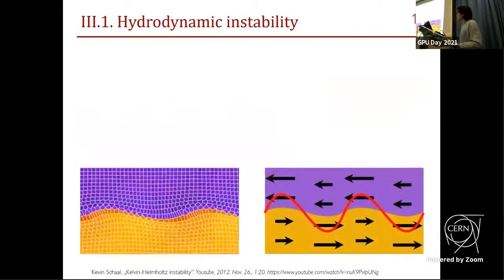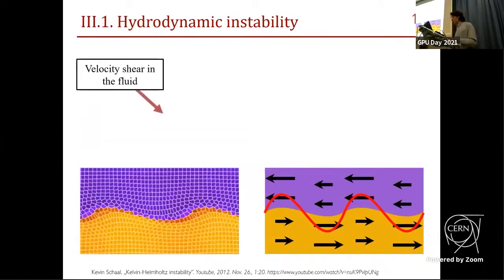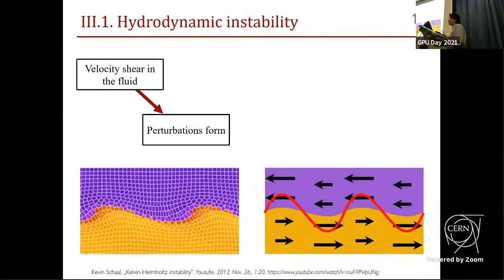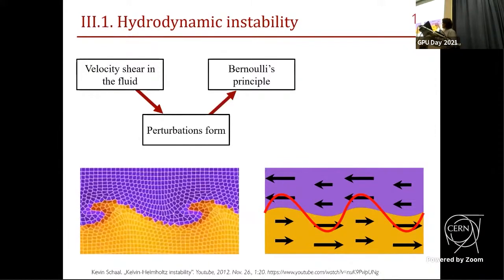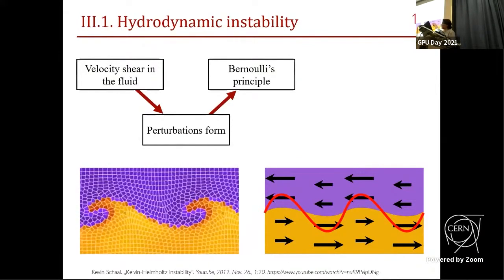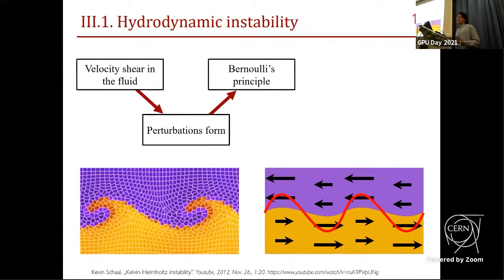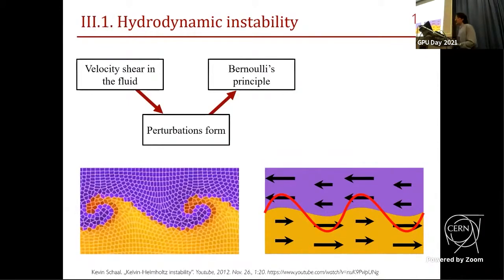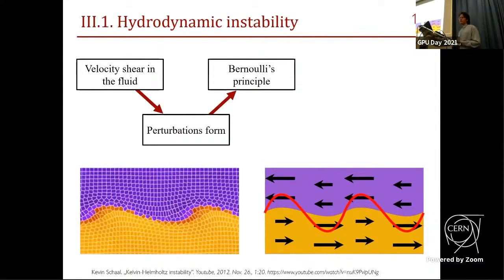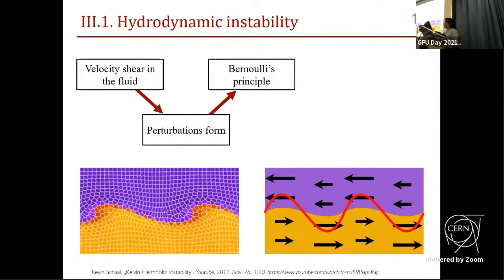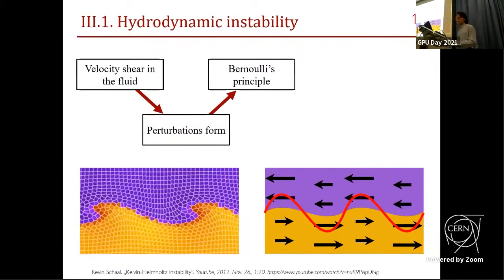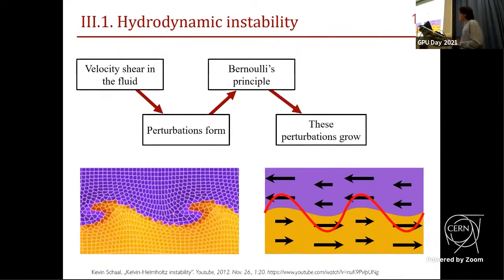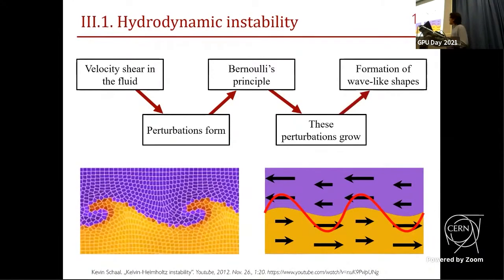So what happens here is that we have this velocity shear in the fluid, and let's say that small perturbations form spontaneously. I show this on this sketch: we have a flow here, and because of the small perturbation, its cross-section decreases. And because of continuity, its velocity will increase, but on the other side, the velocity will decrease. And Bernoulli said that when a flow is faster, its pressure is going to be lower. On the other side, it's going to be higher. So this perturbation will grow, and these will be the wave-like shapes that we see later.